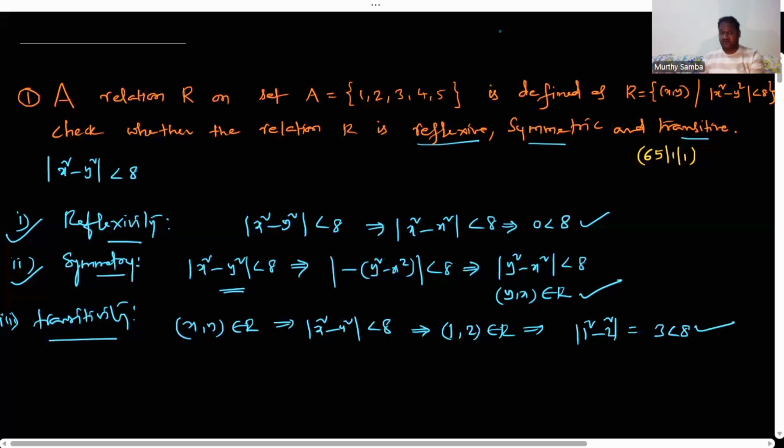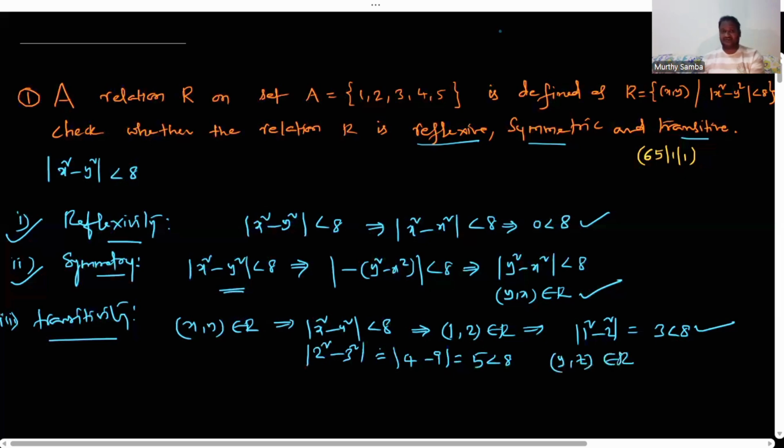Now, I am taking (y, z). What is (y, z)? If I take 2 square minus 3 square, I am taking y equal to 2, z equal to 3. Then how much is this? Modulus of 2 square, which is 4, minus 3 square, which is 9. 4 minus 9 is equal to minus 5. Obviously, modulus of minus 5 is 5, less than 8. So what does that mean? (y, z) also belongs to R.